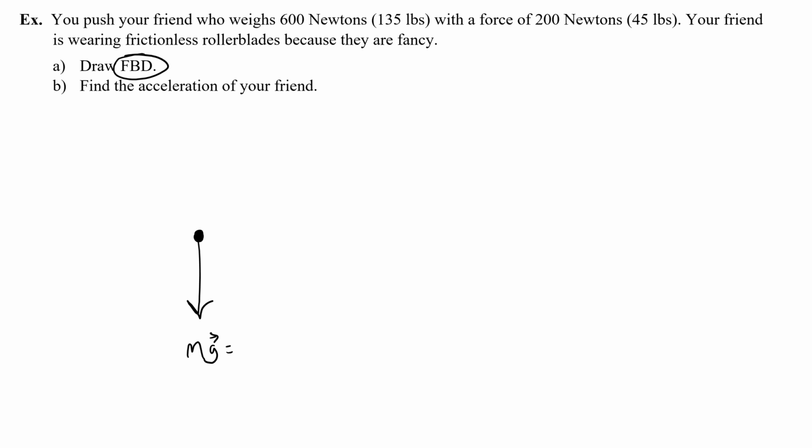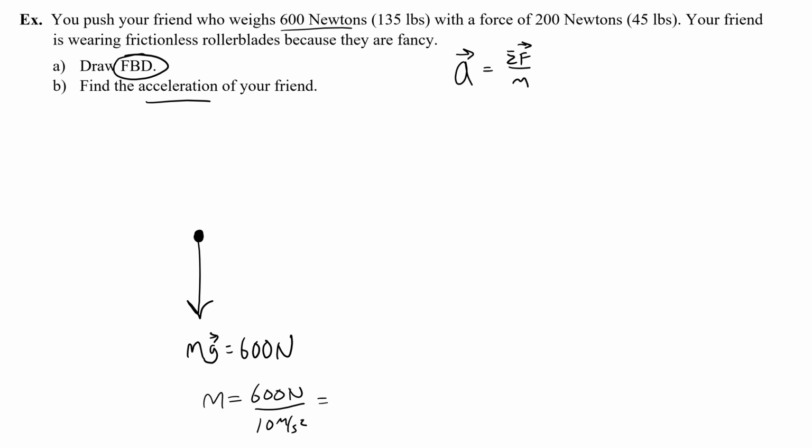And I know that the weight is 600 newtons, which, you know what, before we do anything else, I feel like I'm going to need to find the mass again, since it wants acceleration, and to find acceleration, I do net force over mass. So to find the mass, I would take that 600 newtons and divide by 10 meters a second squared. That's what g is. And so that's going to give me 60 kilograms. Okay, so just so that we have that there.